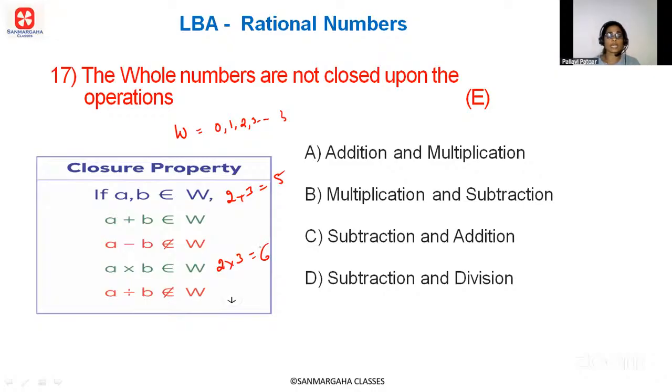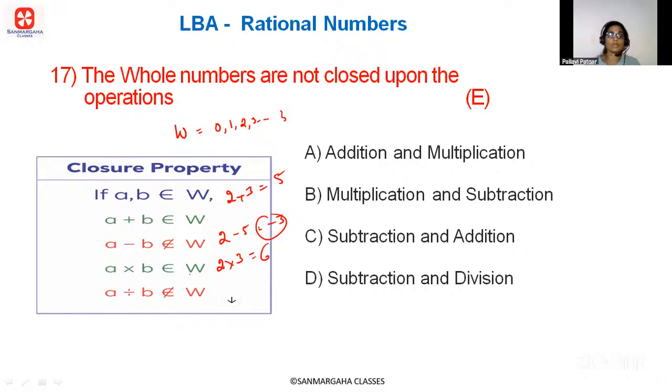So subtraction. If you subtract a large whole number from a small one, okay, the result is a negative number. Right? So for example, 2 minus 5 is equal to minus 3, which is not a whole number. Right? So thus whole numbers are not closed under subtraction.